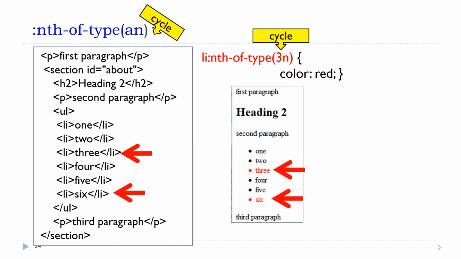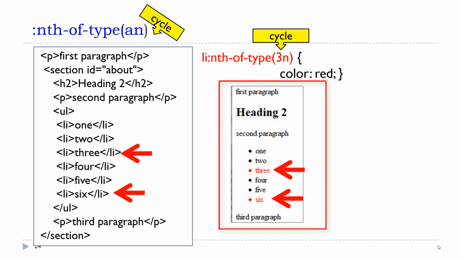We have some variations on the nth-of-type. We have the ability to select based on a cycle. So here we see the structural pseudo-class nth-of-type in parentheses 3n. That is saying every third one. So rather than odd or even, we can choose the third. And you can see that we have li number 3 and number 6 being styled.